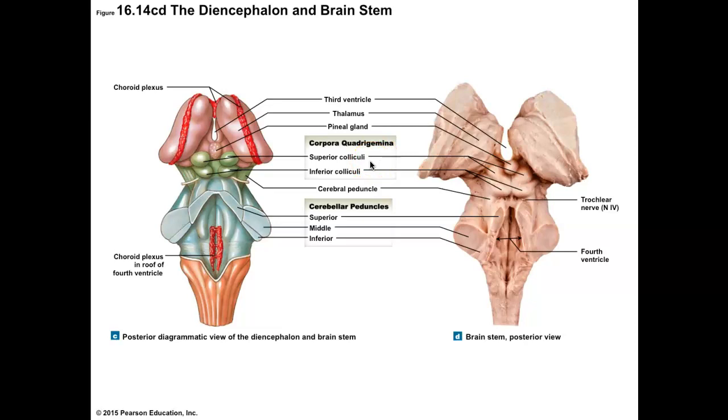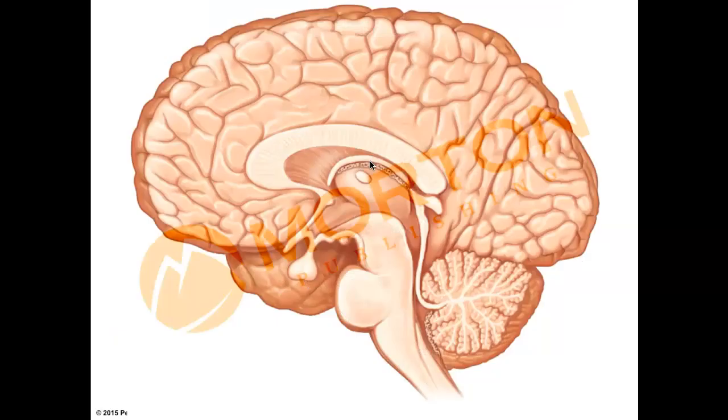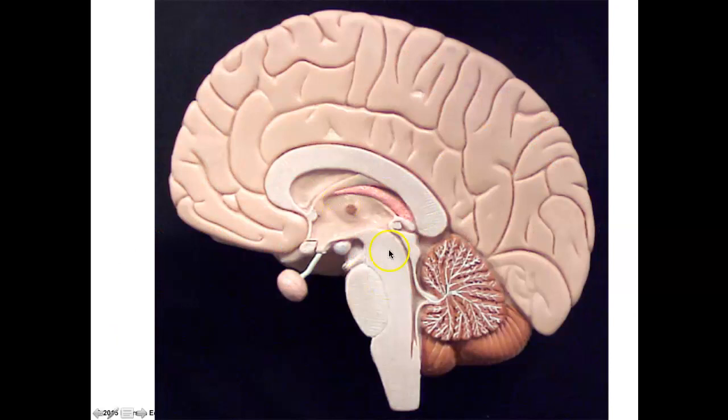Let's go back up and take a look at our model. You see how there's an upper bump here? That's going to be the superior colliculus. And then there's a lower bump, that's our inferior colliculus. When you have a mid-sagittal section, you only have two of the four bumps visible.